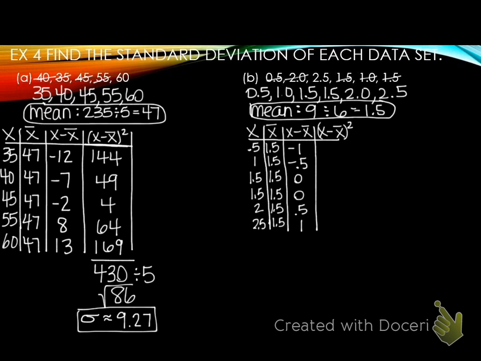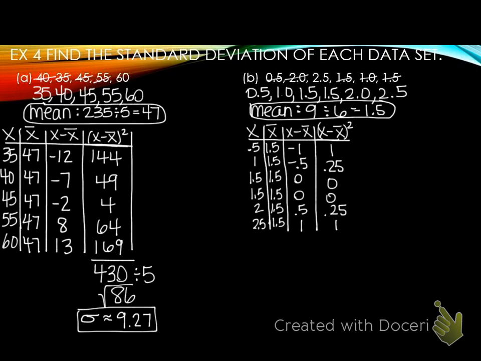All right, and what happens in this last column? We square the number that we just got. So what is 1 squared? 1. What is 0.5 squared? 0.25. What's 0 squared? 0. 0 squared? 0. 0.5 squared? 0.25. And 1 squared. 1. Awesome. All right.